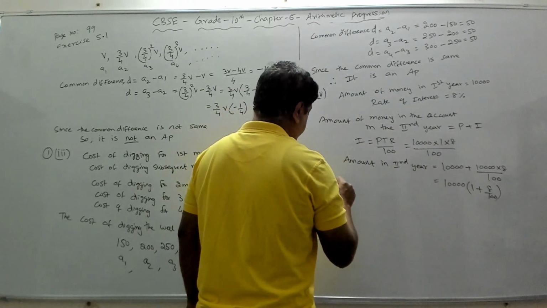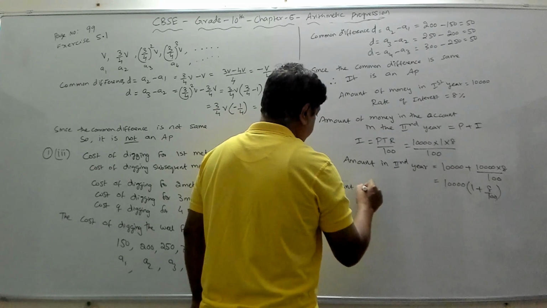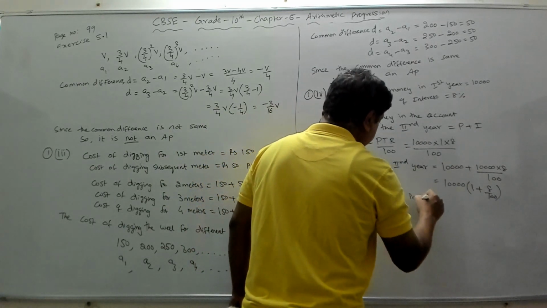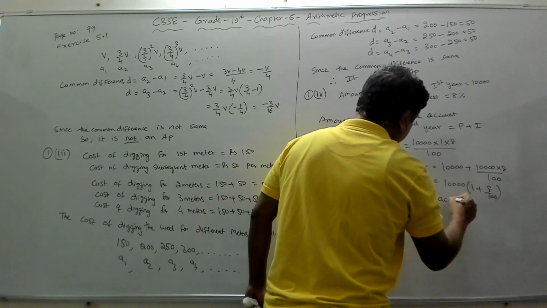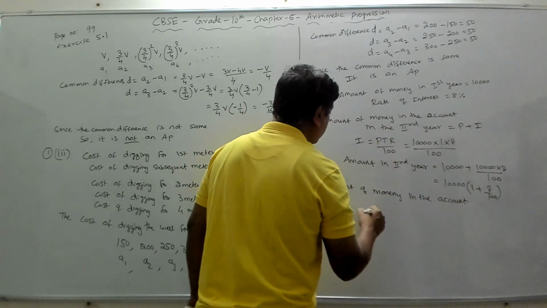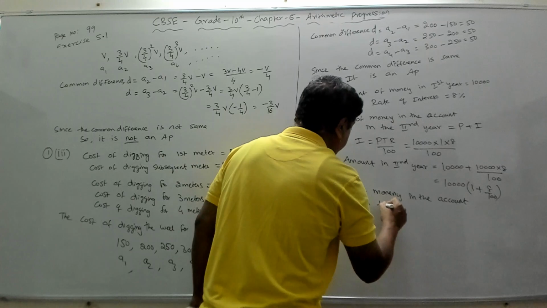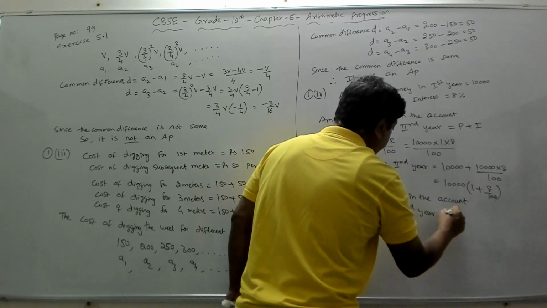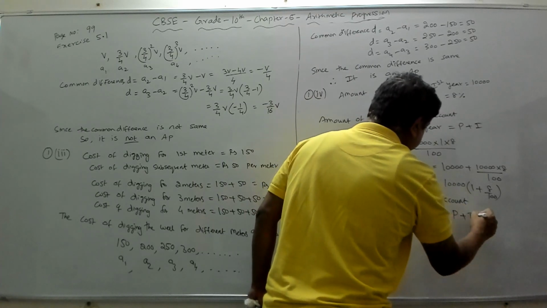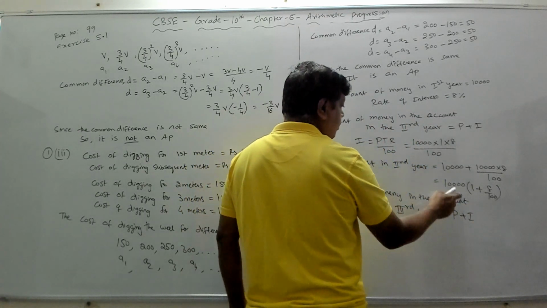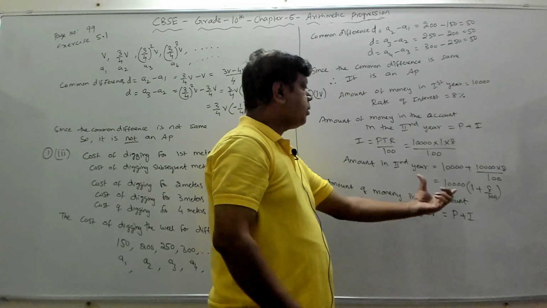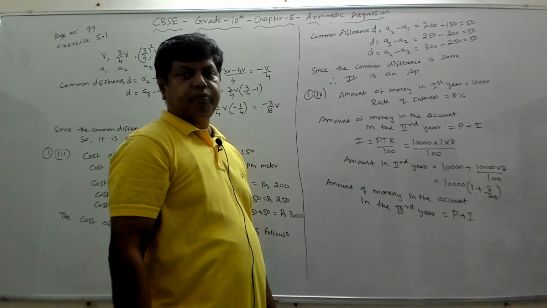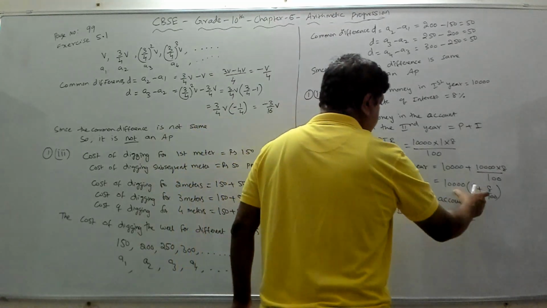So amount of money in the account in the third year, that will be again what? That will be principal plus interest. And that time that principal will be the amount of the previous year. So this will become the principal. So this is your principal. Fine. So now with this principal, we'll take that.